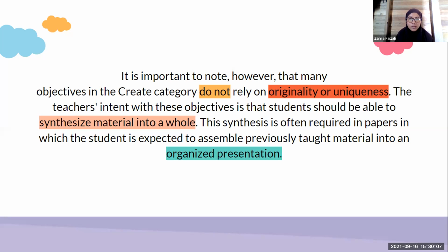And it is important to note that many objectives in the create category do not rely on originality or uniqueness. The teacher's intent with these objectives is that students should be able to synthesize material into a whole. This synthesis is often required in papers in which the student is expected to assemble previously taught material into an organized presentation. Next.